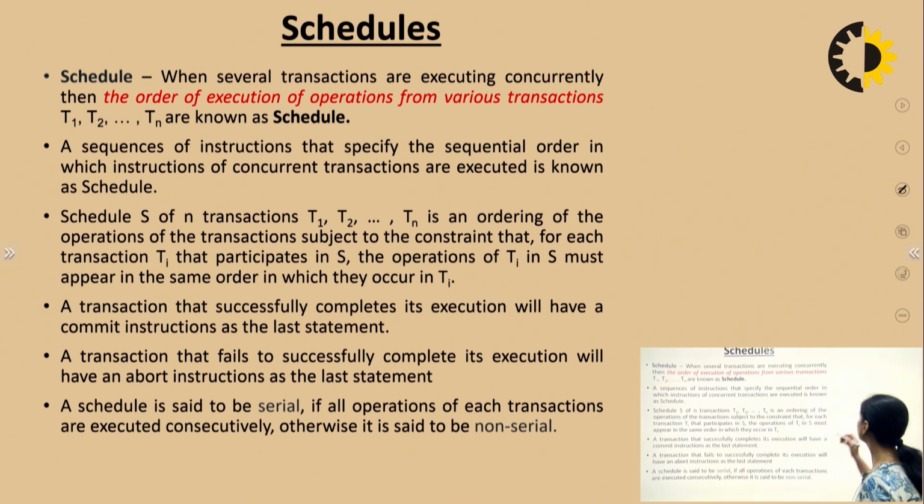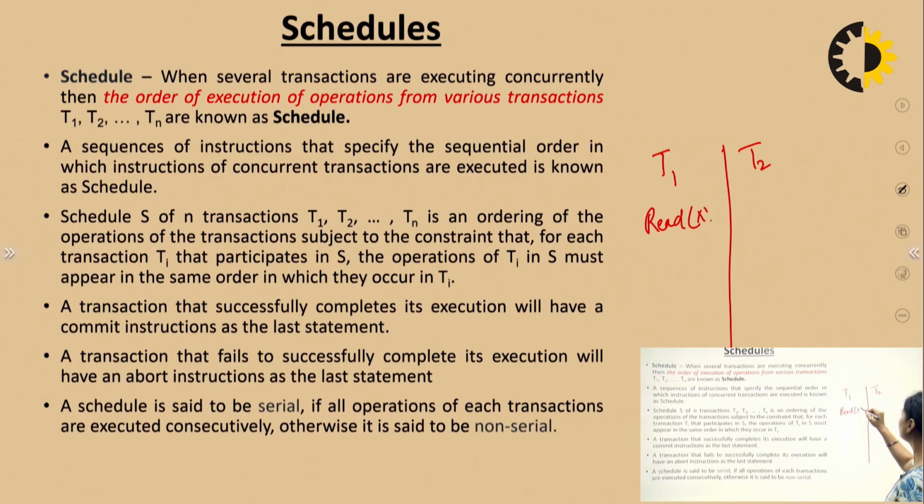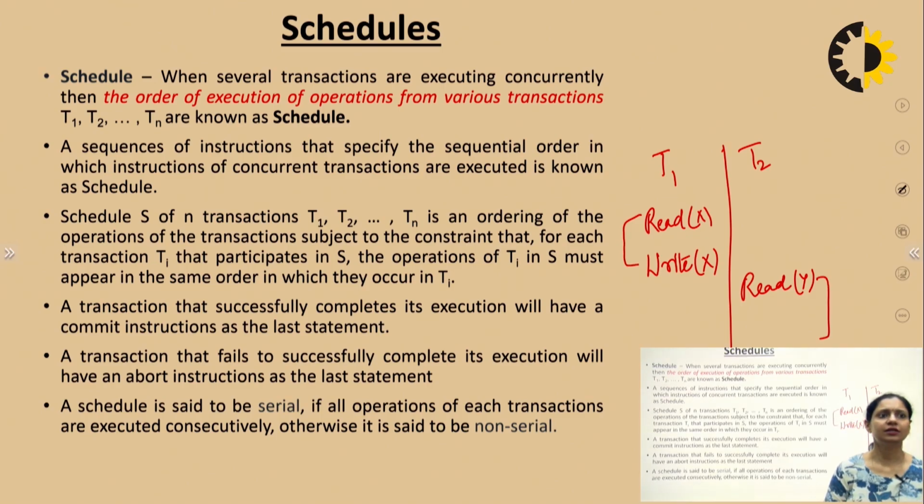For example, suppose I have 2 transactions, T1 and T2. In T1, I am reading a data item X and then writing something to the data item X. Similarly, I perform the read operation in T2. Whatever operations are performed within a transaction are always in sequential order. A transaction that successfully completes its execution will have a commit instruction as its last statement. A transaction that fails to complete its execution will have an abort instruction as its last statement.